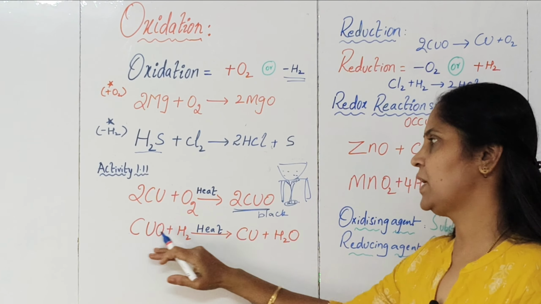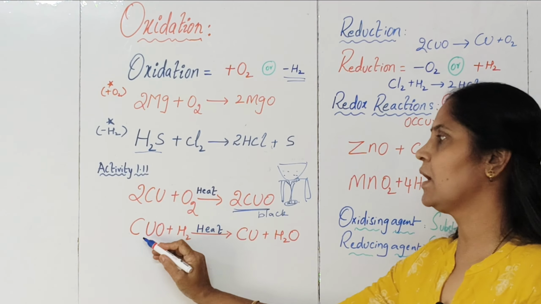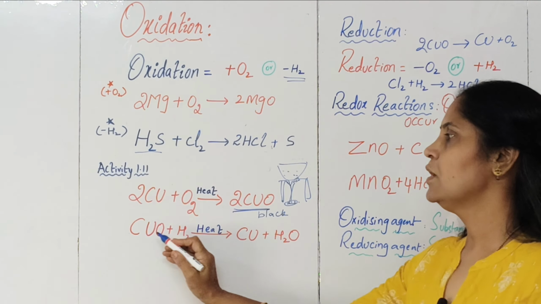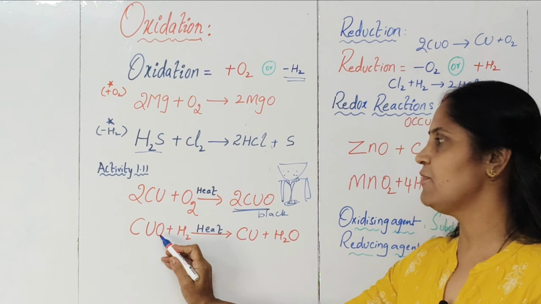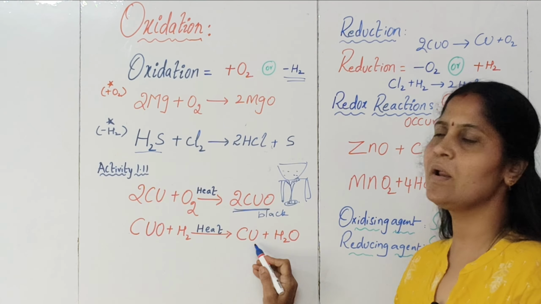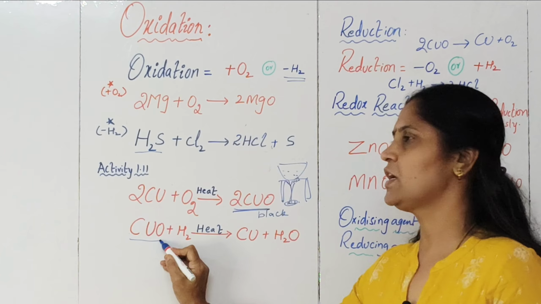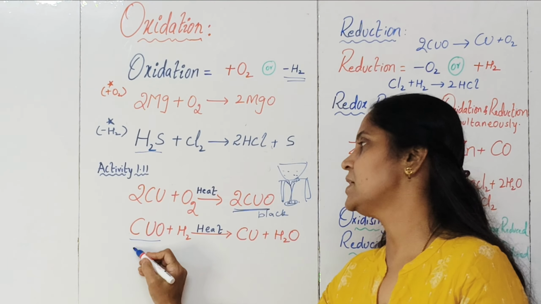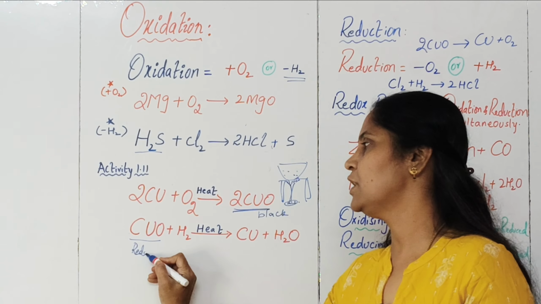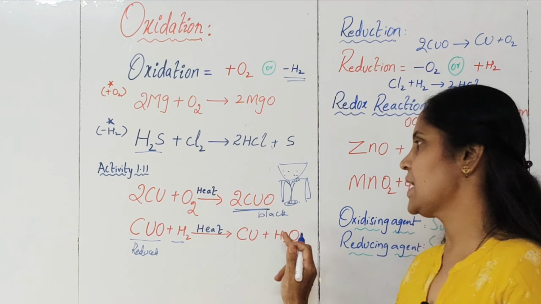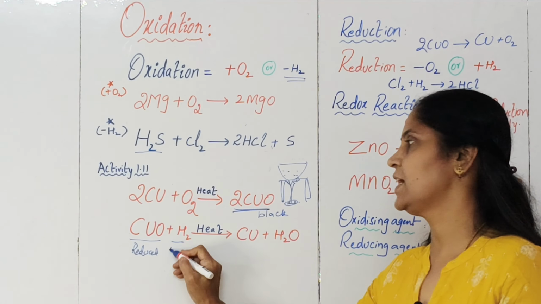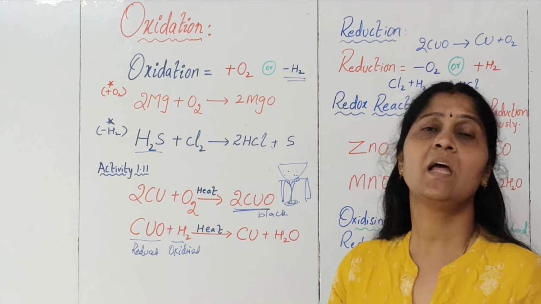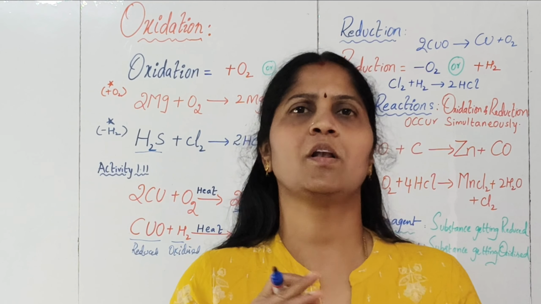So if you see this particular equation, what is happening? When copper oxide reacts with hydrogen, you have the formation of copper and water. So copper oxide is giving away oxygen to form copper. Giving away oxygen is nothing but reduction. So this is getting reduced, and hydrogen is accepting oxygen, so hydrogen is getting oxidized. So such types of reactions in which both oxidation and reduction take place simultaneously are called redox reactions.